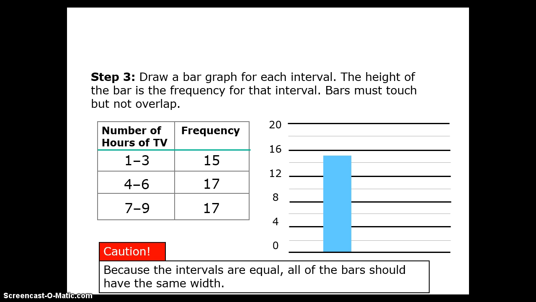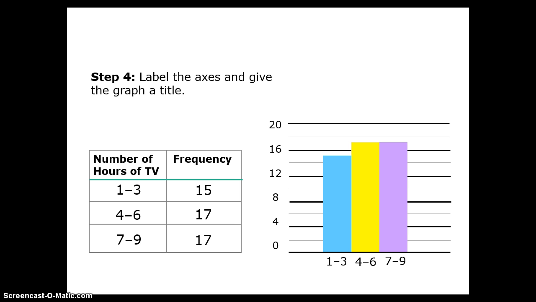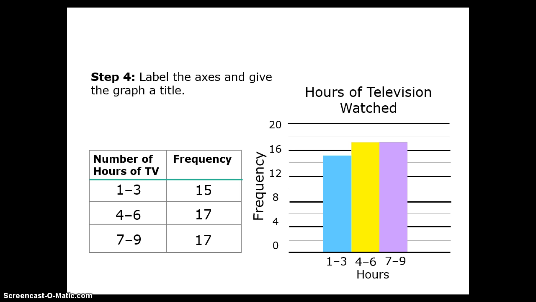So here is 1 to 3 hours. The frequency was 15, so I make my first bar so that it shows a frequency of 15. My second bar, 4 to 6 hours, has a frequency of 17, and so does my 7 to 9 hour interval. With all graphs, a histogram must also be labeled. So I'm going to label the axes and the intervals, and finally give my graph a title.